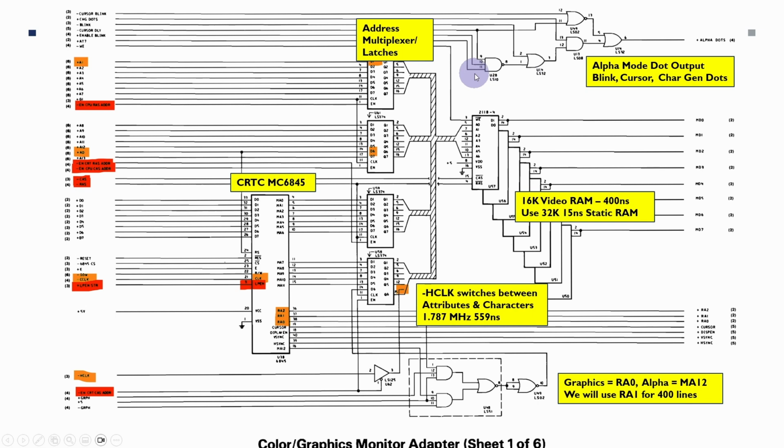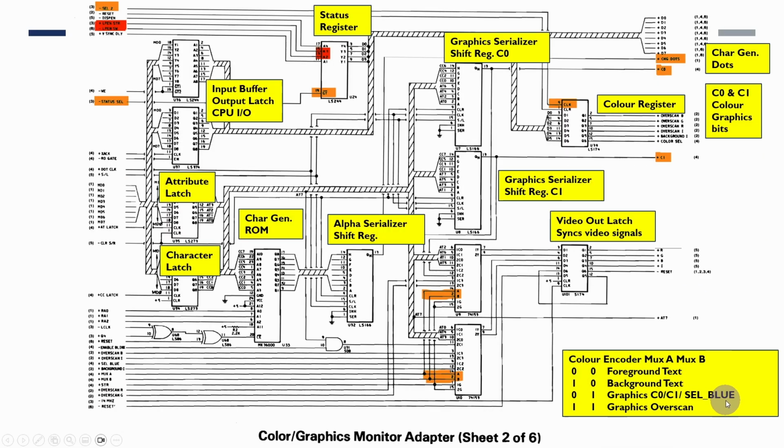And then at the top here there's a bit of logic which has kind of strayed from some of the other sheets, and this basically handles in the alpha mode the dot output and takes into account things like the cursor blinking, the character generator dots, whether or not you've got a blink clock, the cursor, and various other things. So this basically outputs whether or not we expect to show foreground or background color when we're in the text modes. So this next one's a little bit busier, but I'm just going to cover the high level stuff.